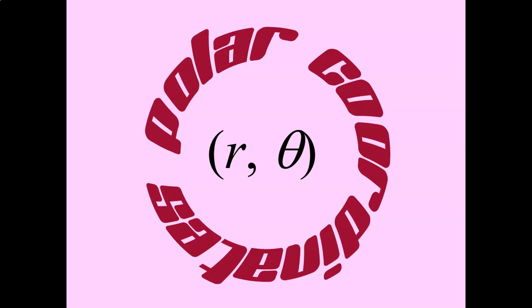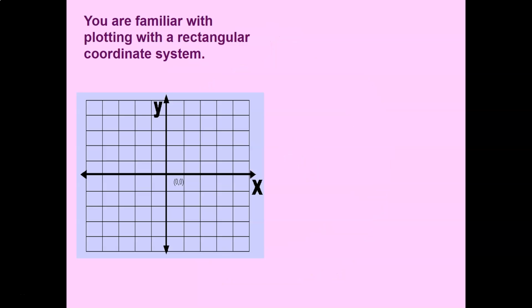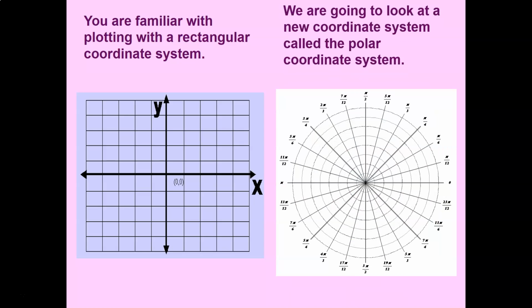What is the polar coordinate system? You're very familiar with plotting with a rectangular coordinate system. This is what most people learn in Algebra 1, and they stick with it all the way up through Algebra 2 and into pre-calculus. The rectangular coordinate system is the common coordinate grid where you're given an x and a y, and you go about plotting them.